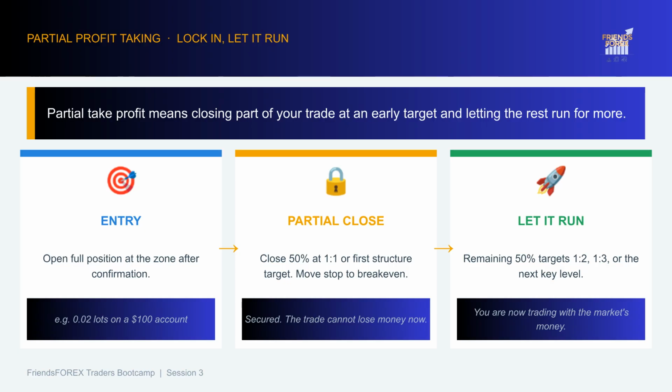Partial profit taking means closing part of your trade at an early target and letting the rest run for more. Enter with a full position. At partial, you close perhaps 50% of it, which in some cases could be at 1 to 1, or the first structural target. You take partials and move your stop loss to break even. The remaining position can run for targets like 1 to 2, 1 to 3, or even the next key level.